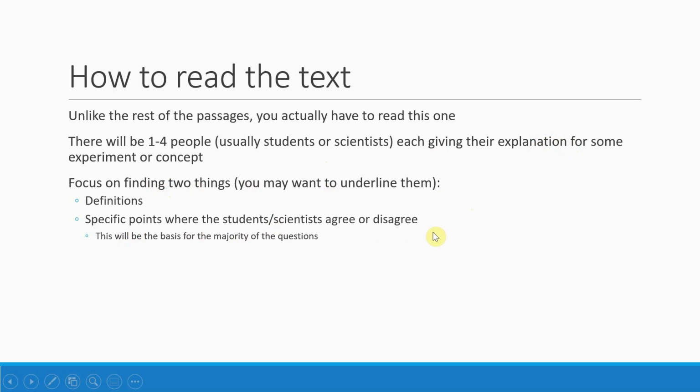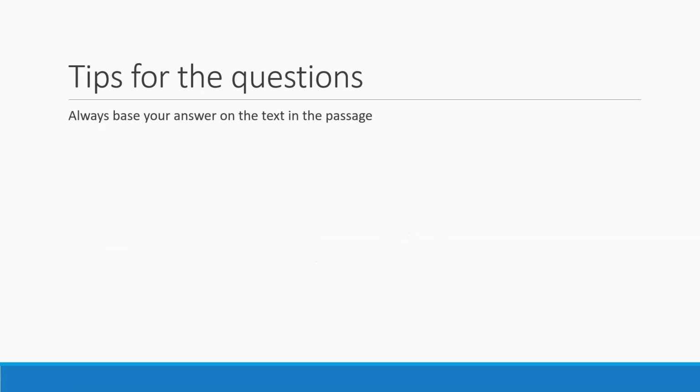So if you see the same point in multiple scientists, then underline it. If you see them talk about something similar, but they give a different reason, that would be a disagreement, underline it. That's going to be the basis for most of the questions in this section. So if you know where they are, then you'll be good to go, and you'll be able to find them and answer your questions. So for those questions, always base your answer on the text in the passage.